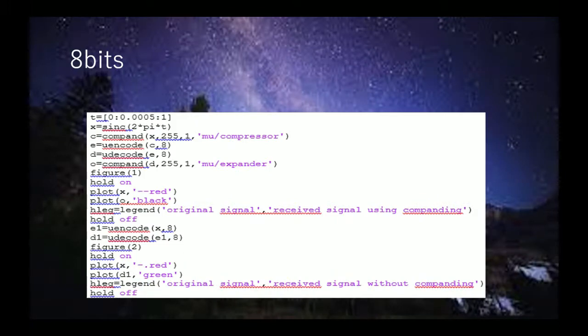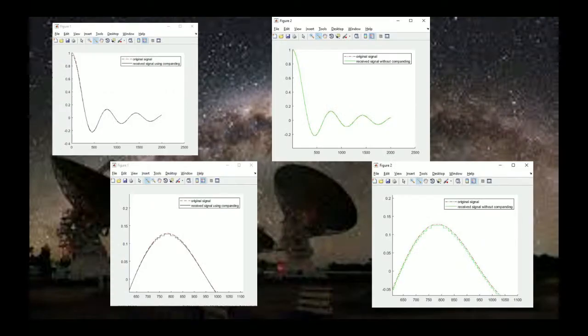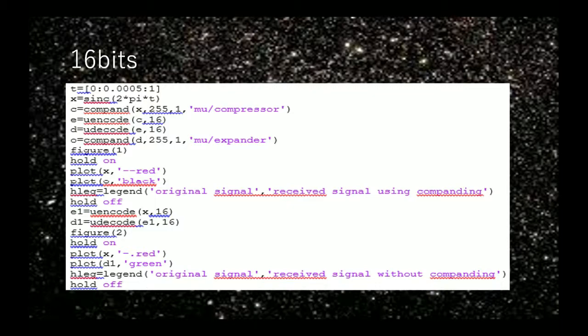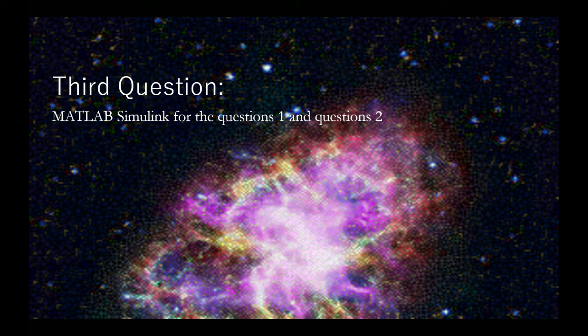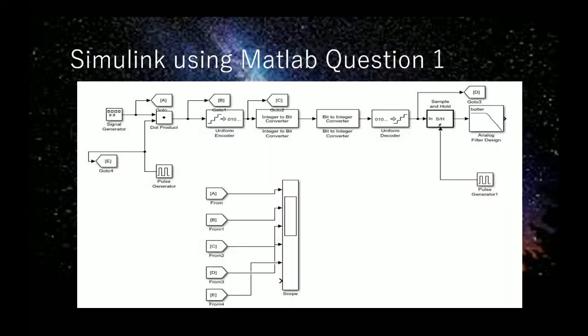This is the MATLAB coding for 8 bits. And this is the result of the MATLAB coding for 8 bits. This is the MATLAB coding for 16 bits. This is the result of the MATLAB coding for 16 bits. Question 3. Using Simulink for questions 1 and 2.